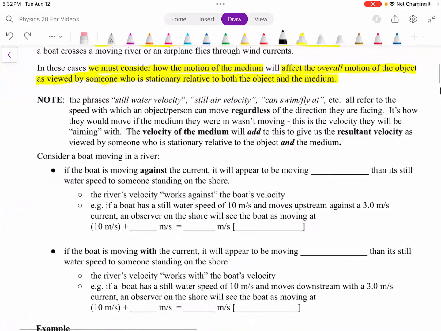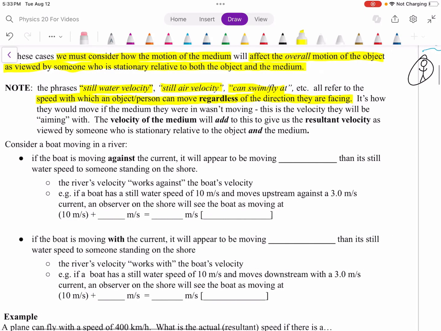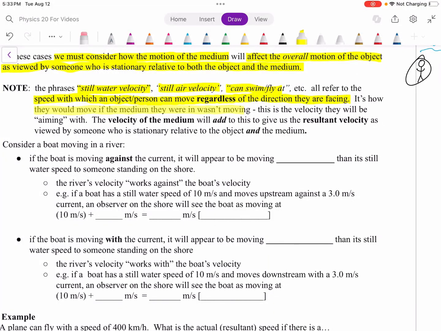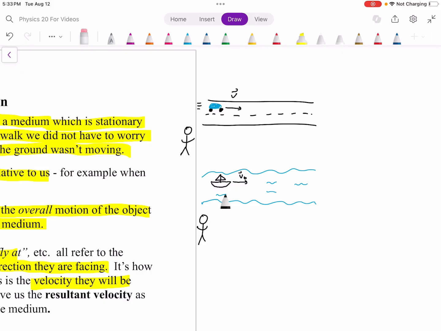Okay, so just a quick note on some terminology here. You're going to see these terms thrown around, okay? Things like still water velocity, still air velocity, the velocity they can swim or fly at. All of those refer to the same thing. It's just the speed at which an object or person can move regardless of the direction they're facing or regardless of what's going on around them. It's essentially saying how would they move if the medium they were in wasn't moving. It's the velocity they will be aiming with. We're going to see that come up today. So coming back to this example here, the boat does have a velocity that it's capable of moving at in still water.